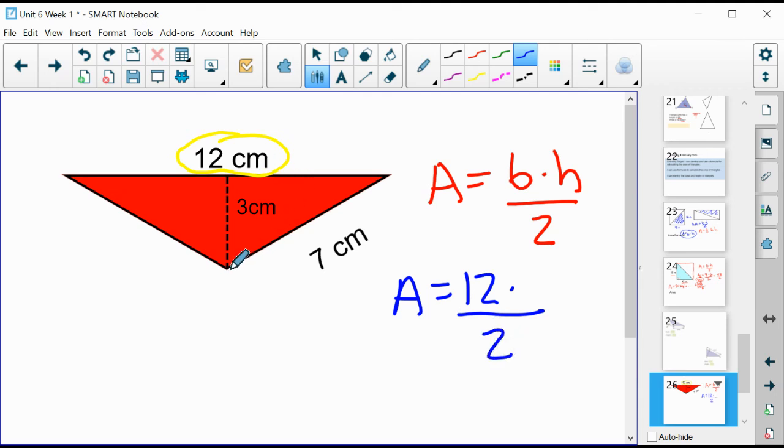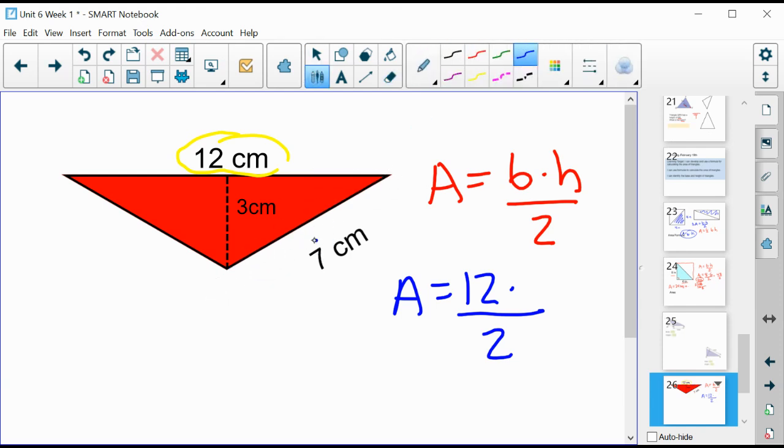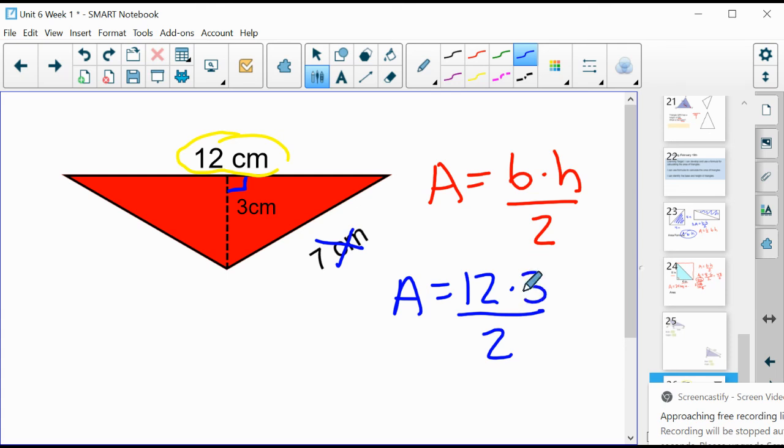So can I use this side here, 7, for our height? Does it form a right angle with our base? Yes or no? Is that a right angle? No. You're like, Miss Brocker, that's a teeny tiny little cute angle. So the answer is no. We cannot use 7 for our height. But what I do see here is that this interior measure, this dotted line, makes a right angle with our base. So we are going to use 12 and 3. That 3 centimeters is how tall our triangle is.